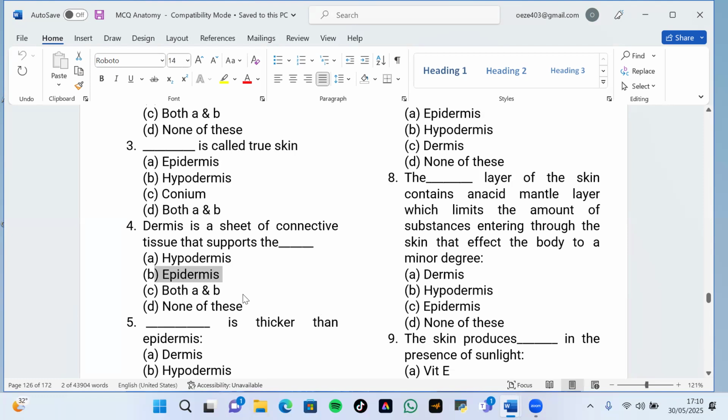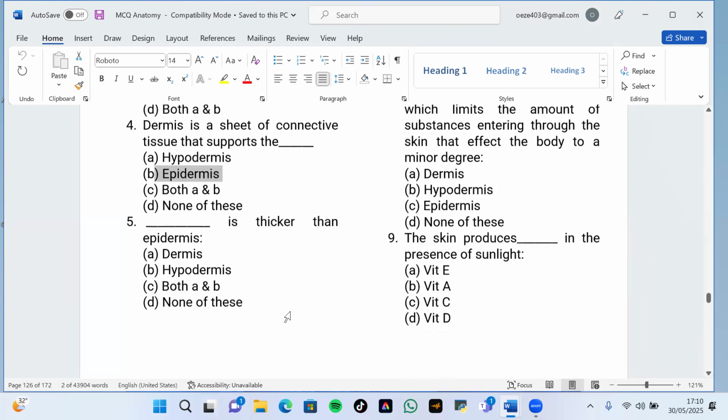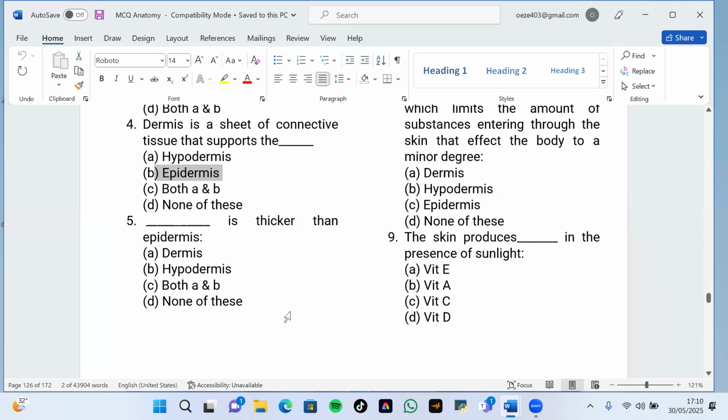If you look at the anatomy of the skin, you find that the epidermis is on top of the dermis. It's from the dermis that epidermal cells regenerate when they are removed from the top skin by laceration or due to death. The next question says, dash is thicker than epidermis. The correct answer is A, dermis. The dermis has a lot of structures in it, and it is from the dermis that the epidermis regenerates.